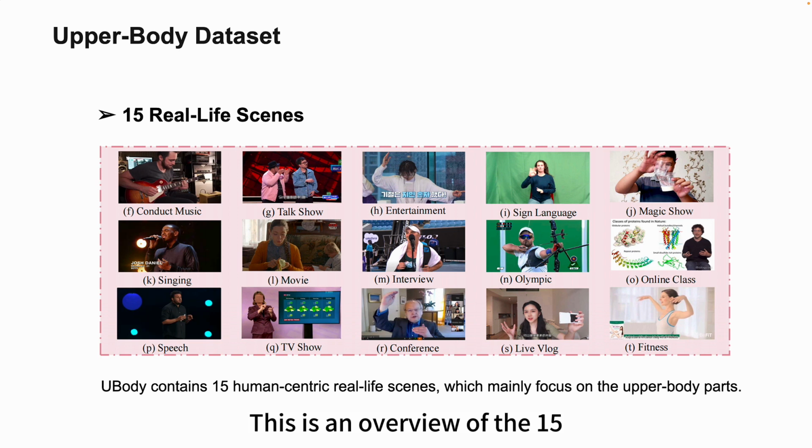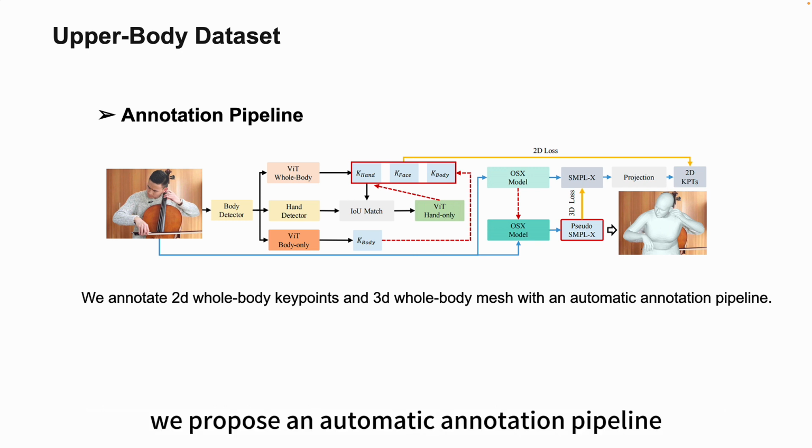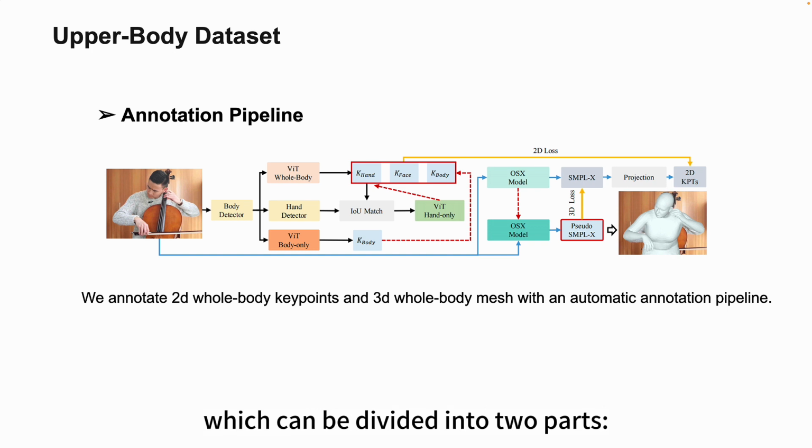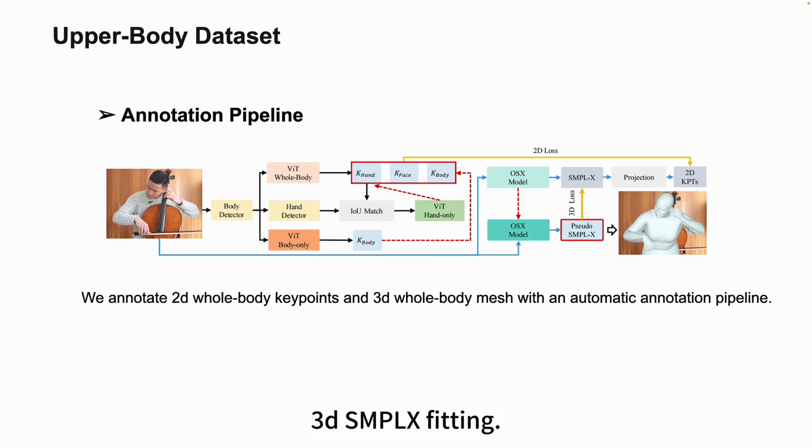This is an overview of the 15 real-life scenes in our datasets, including conduct music, talk show, sign language, etc. To annotate 3D human meshes from large volume online videos, we propose an automatic annotation pipeline, which can be divided into 2 parts: 2D whole-body key points annotation, and 3D simple X-fitting.